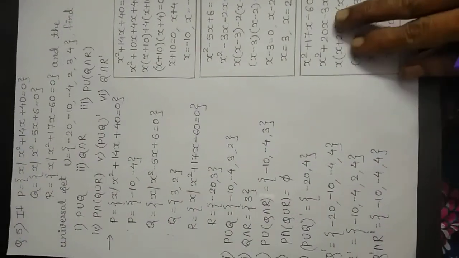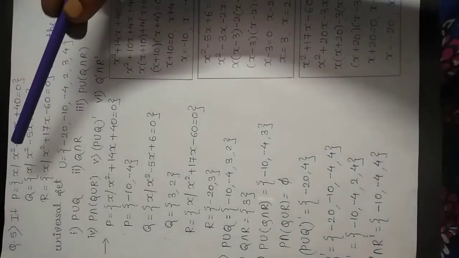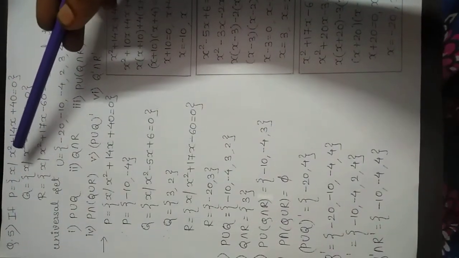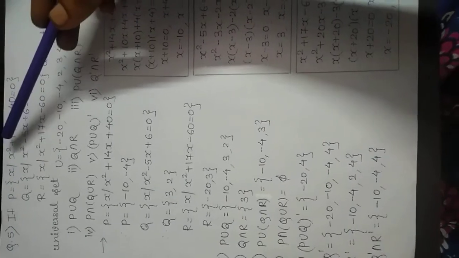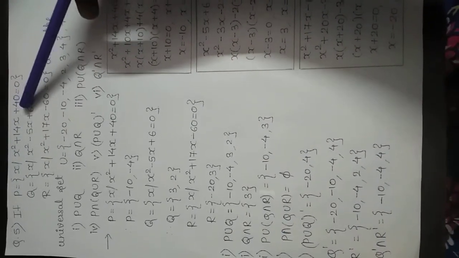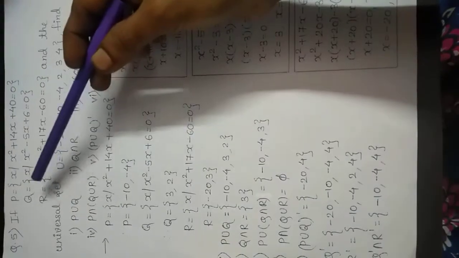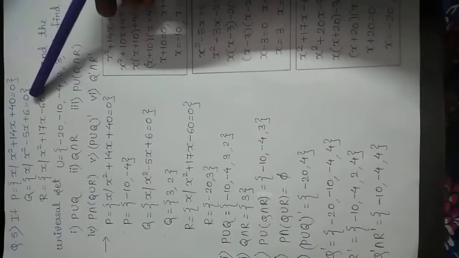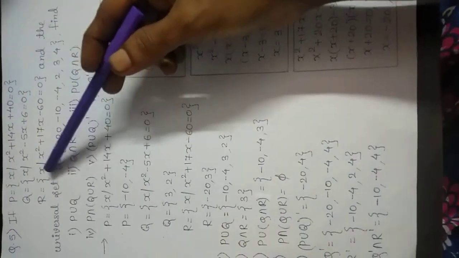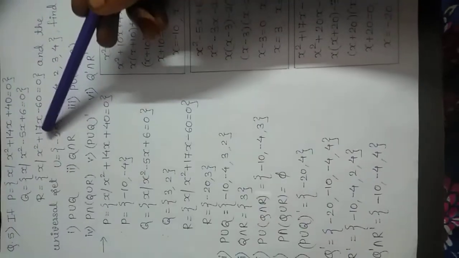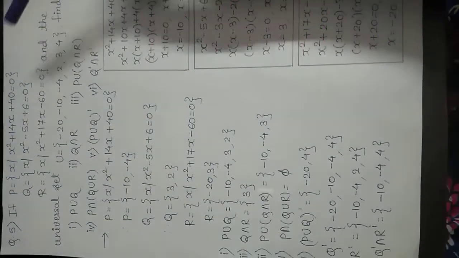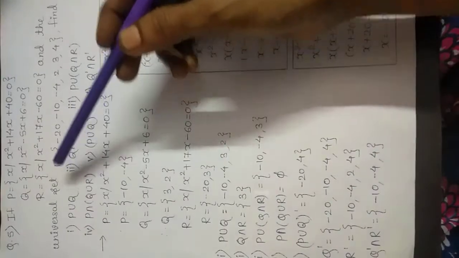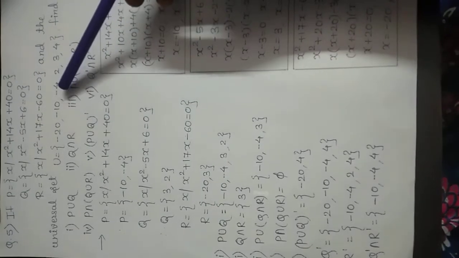Now one more question, question number 5. If P is equal to, one polynomial is given, that is the set of all x such that x square plus 14x plus 40 is equal to 0. Q is equal to the set of all x such that x square minus 5x plus 6 is equal to 0. And R is equal to the set of all x such that x square plus 17x minus 60 is equal to 0. And the universal set U is equal to the set containing elements {-20, -10, -4, 2, 3, 4}.